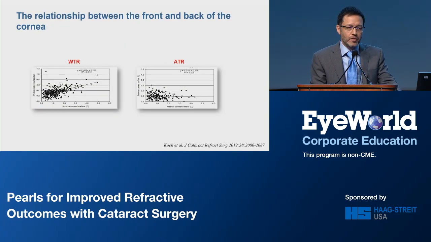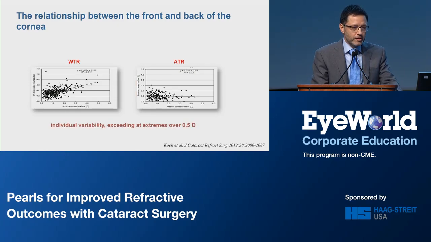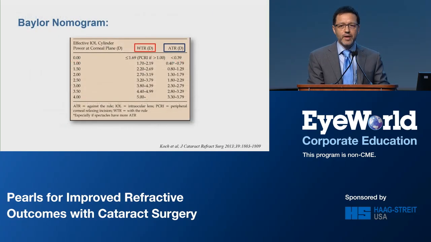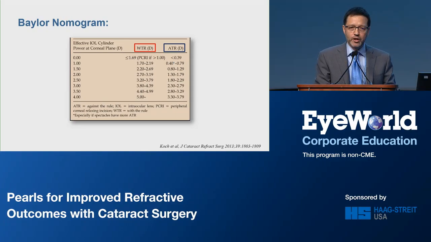Another finding in the study was that in with-the-rule eyes, the more curvature in the front was correlated to more curvature in the back, whereas for against-the-rule eyes, there was no correlation between the magnitude of the front and the magnitude of the back surfaces of the cornea. They also found that there was much individual variability, exceeding at extremes over 0.5 diopters. So based on their findings, they developed the Baylor Nomogram in order to address the posterior corneal astigmatism effect.